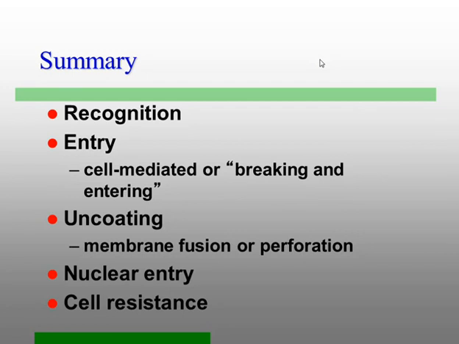And then today we talk a little bit more about cell resistance. So are there questions about this part or last lecture before we move on and start to talk about, finally, specific viruses or specific virus families? Okay, so let's move on.